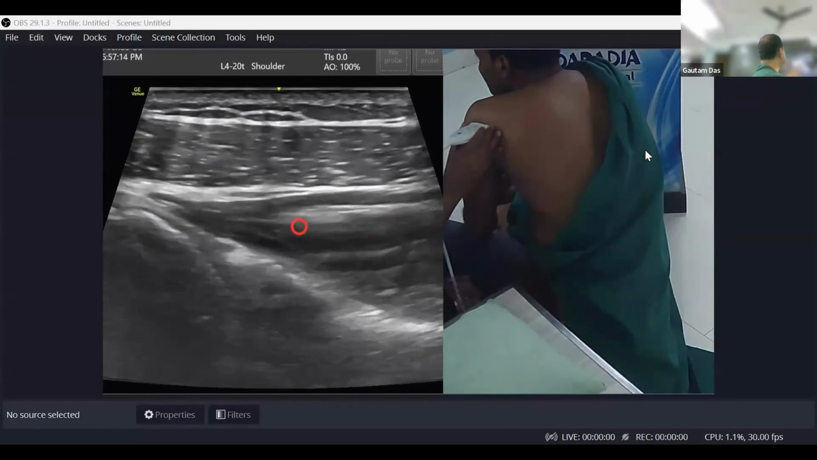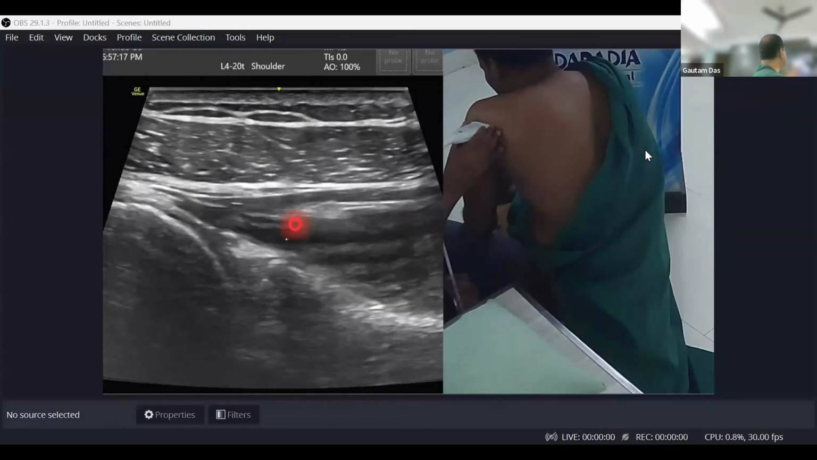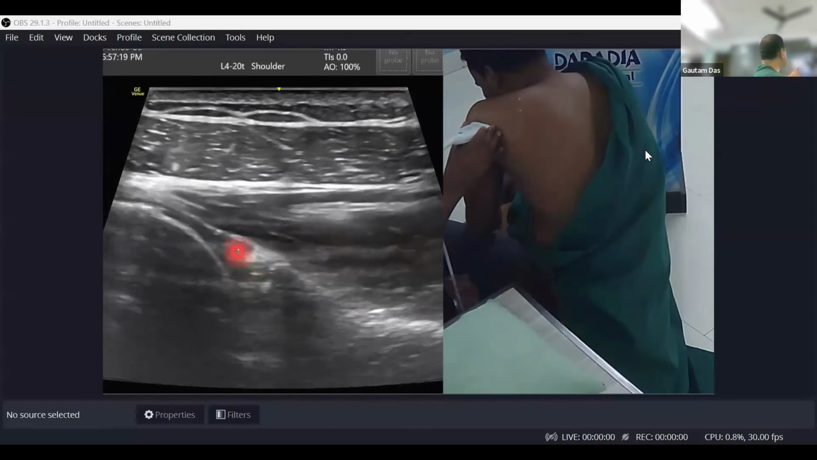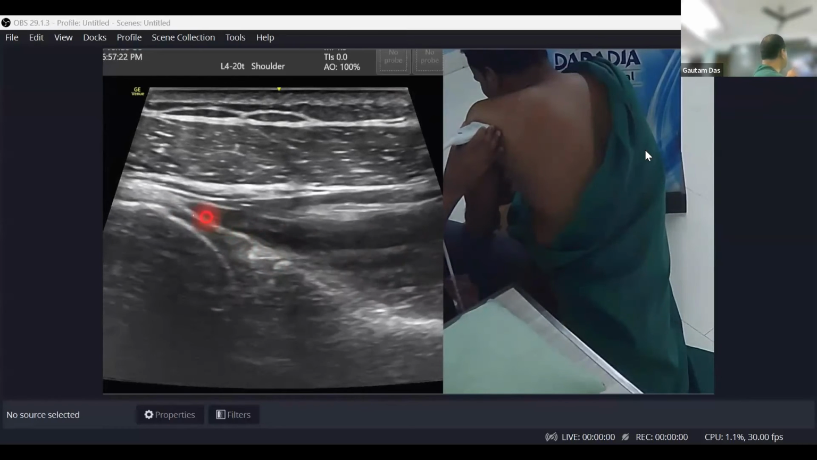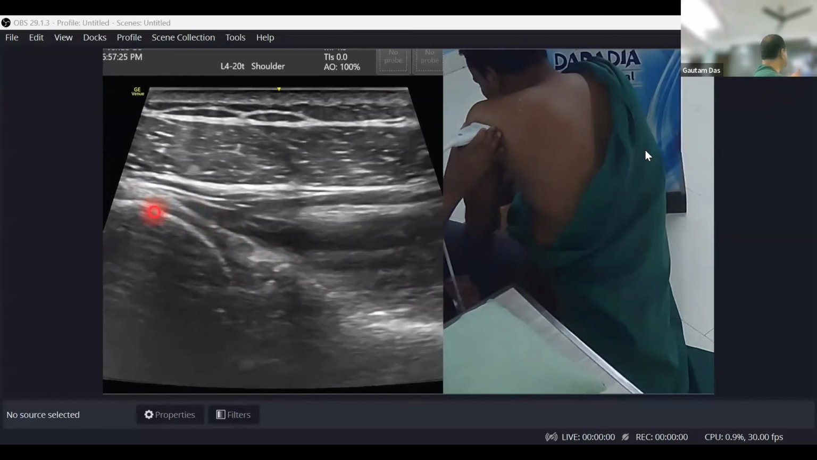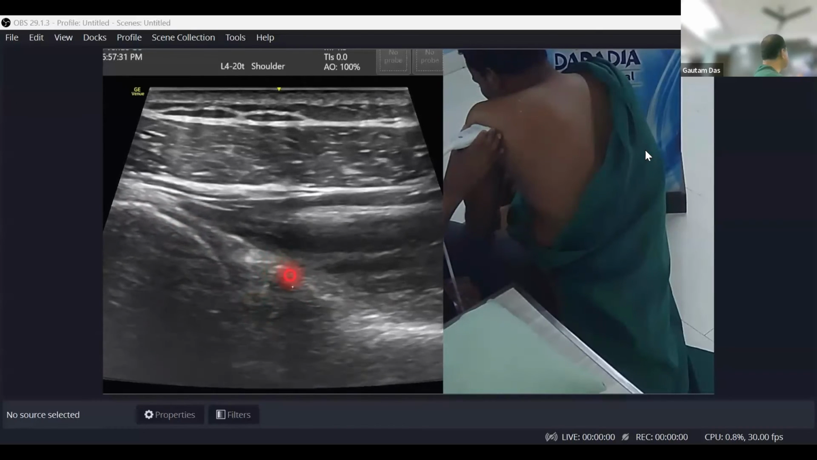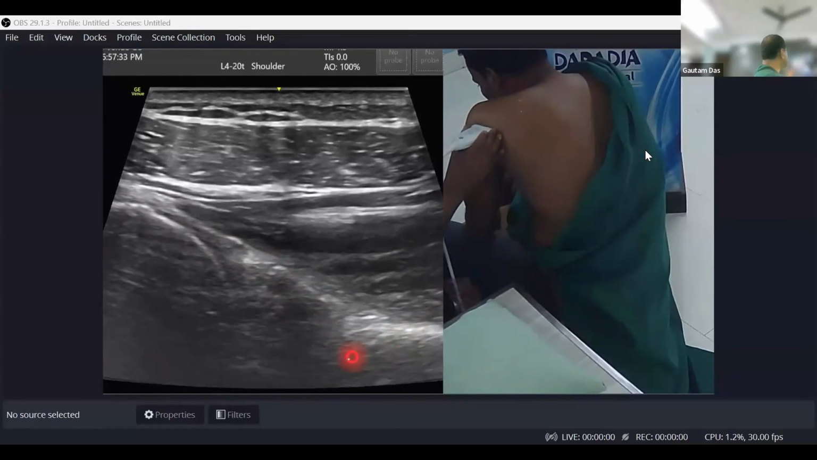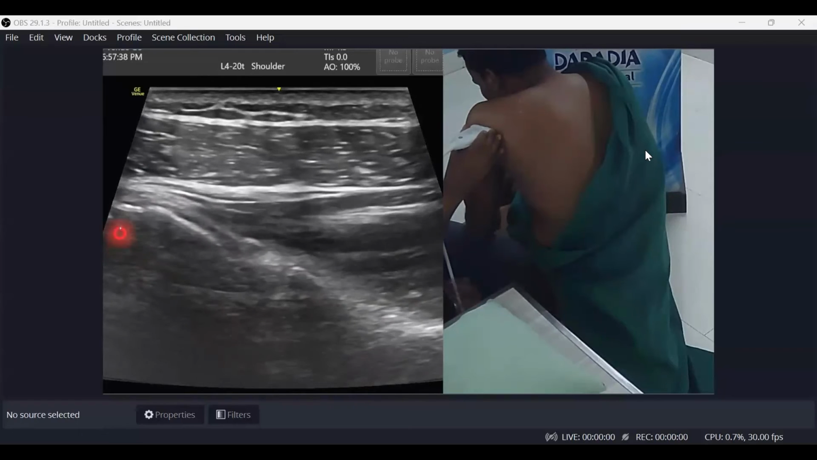You can see this was the labrum. This white line is the joint capsule. This black line is the hyaline cartilage. This is your humeral head. This white line is the glenoid, and this is your spinoglenoid notch. You can see the pulsation of the suprascapular artery there, the suprascapular nerve and artery.